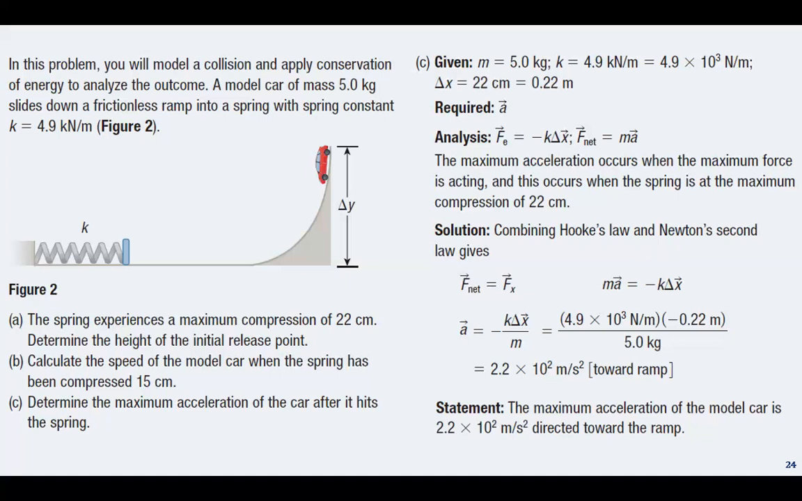Therefore, the acceleration is k delta x over negative m, which is about 2.2 times 10 squared meters per second squared. And the direction should be towards the ramp, right? So the maximum acceleration of the model car is 2.2 times 10 squared meters per second squared, directed towards the ramp. All right, have a look at this question. Do you have any questions?